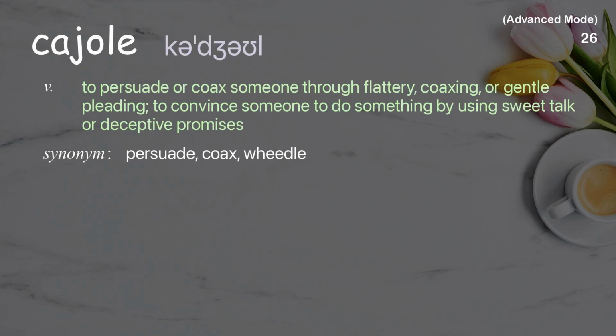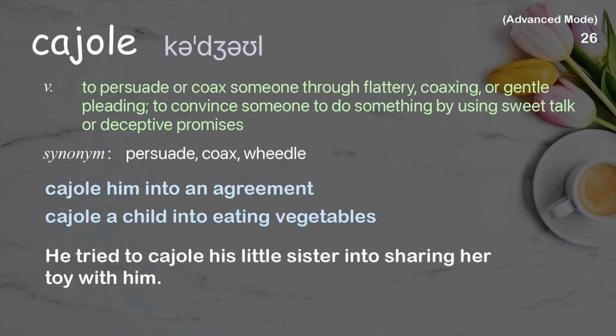Cajole. To persuade or coax someone through flattery, coaxing, or gentle pleading. To convince someone to do something by using sweet talk or deceptive promises. Examples: Cajole him into an agreement. Cajole a child into eating vegetables. He tried to cajole his little sister into sharing her toy with him.